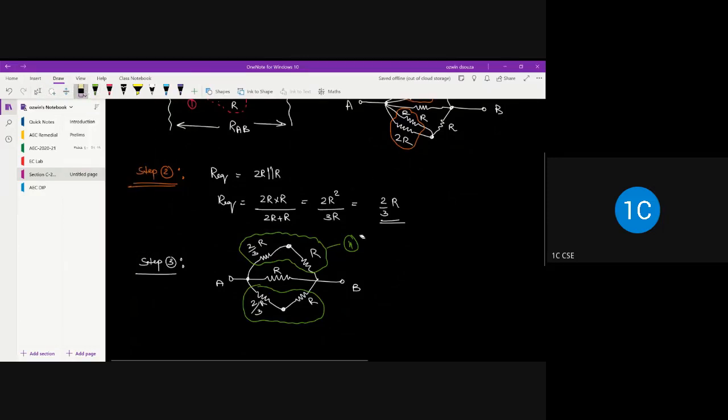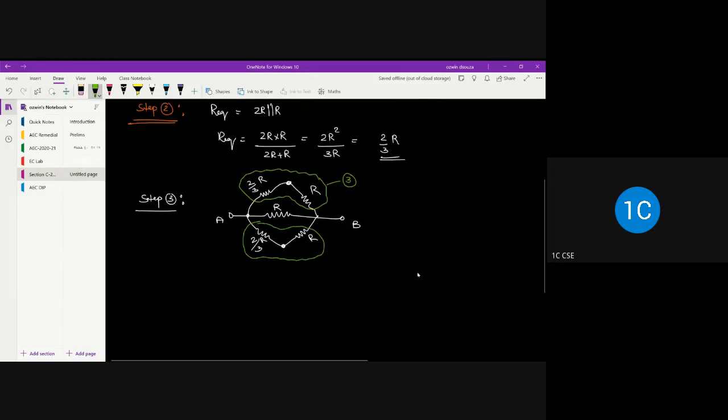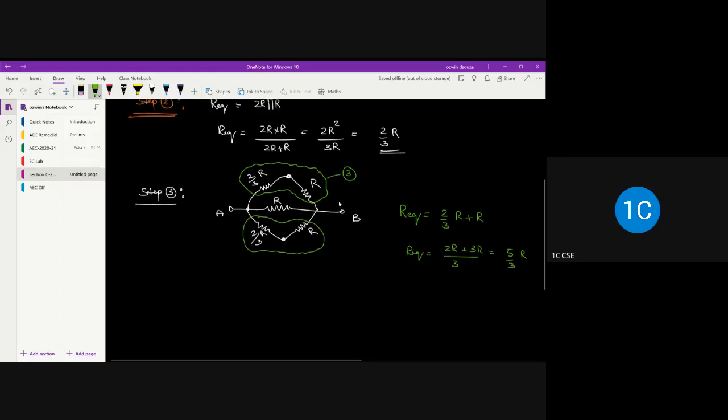So let me take this as 3. Okay, so over here, let us calculate R equivalent. R equivalent is going to be 2 by 3 R plus R, right? You can take the common denominator, 3 as the denominator factor. So that's 2R plus 3R, so that's 5 by 3 into R, right? So your R equivalent is 5 by 3 into R.